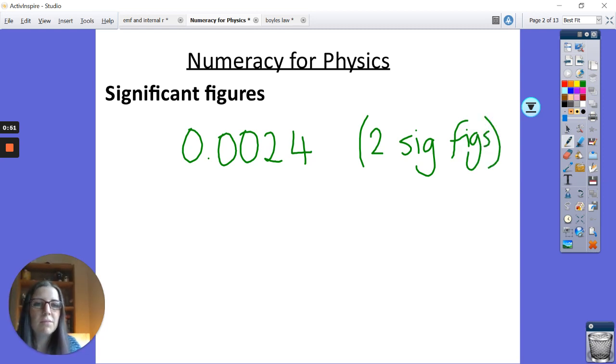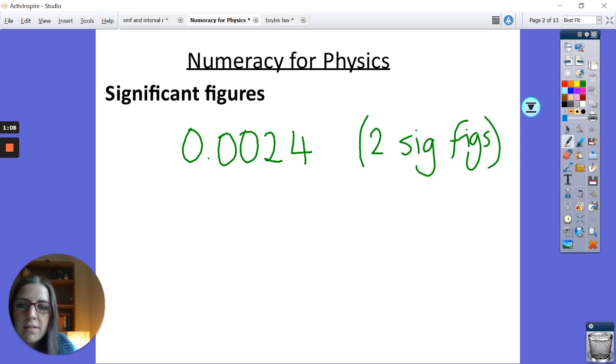Zeros are the ones that sometimes are and sometimes aren't. They're not significant if they are just showing place value. So think of that number as being the 2 and the 4 are the important ones, giving us information about the accuracy of the number. The zeros in front are just telling us the positioning of the 2 and the 4.